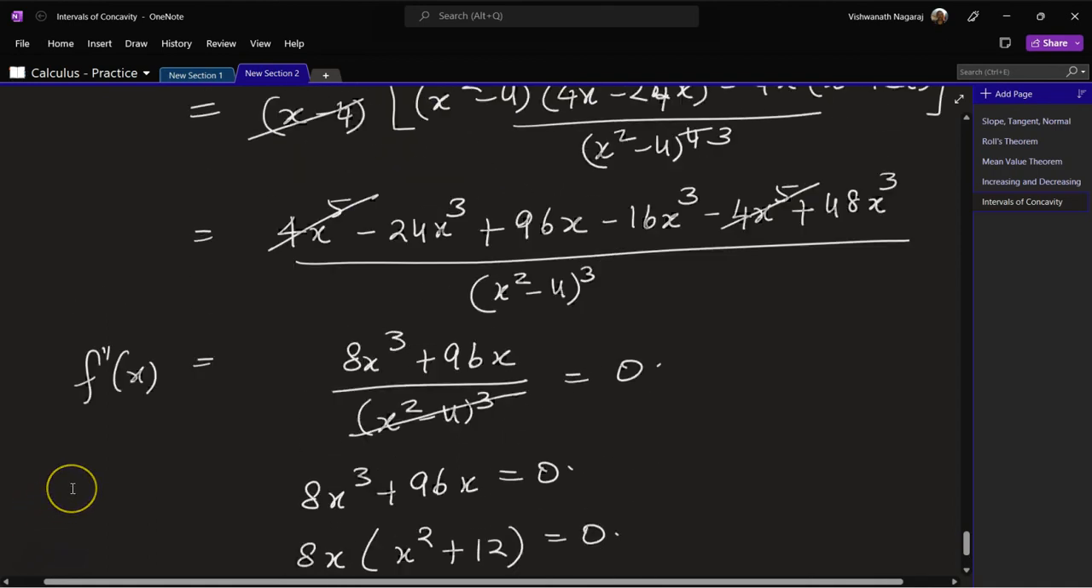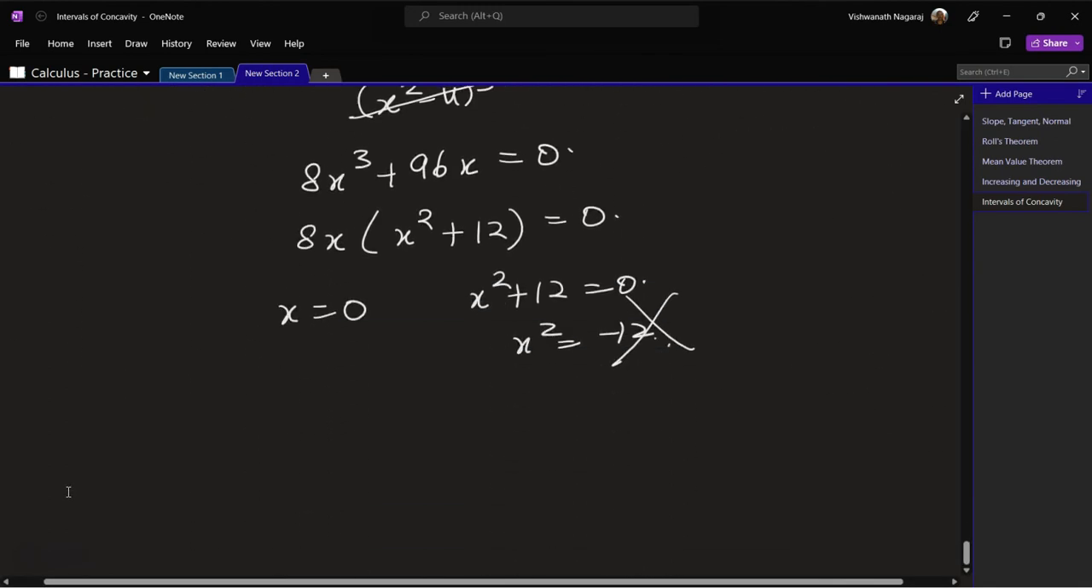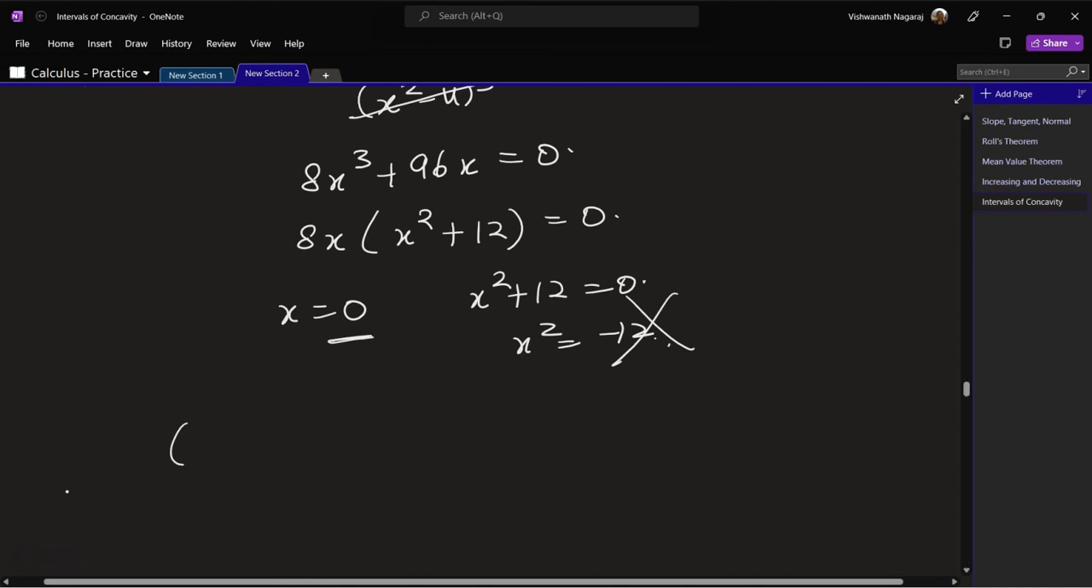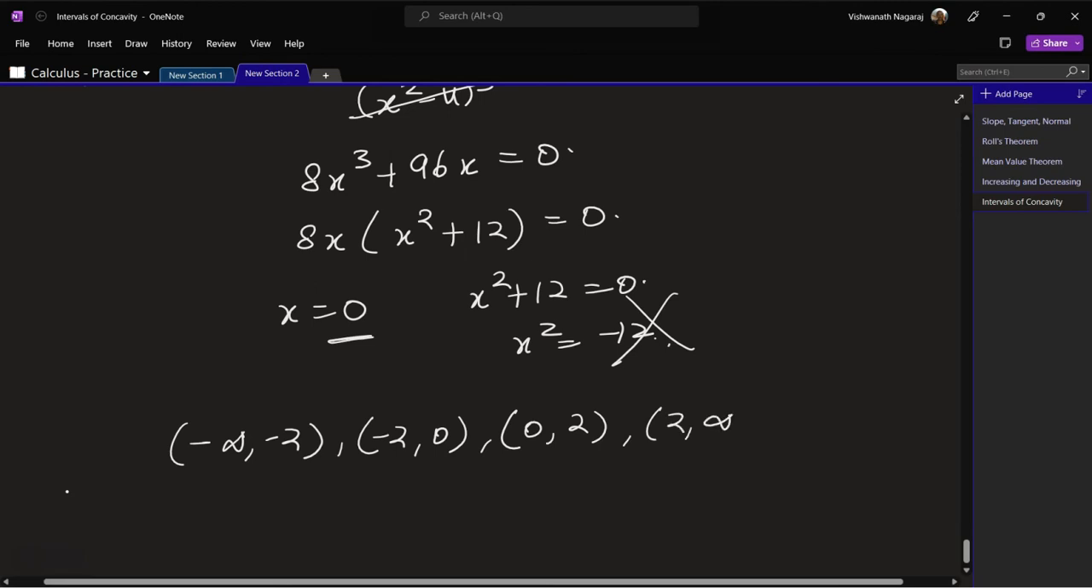So what do we have? Here if you notice, in the beginning we had arrived at this set of intervals. But now we also have one more value, x equal to 0. So that means our final list of intervals are going to be minus infinity to minus 2, minus 2 to 0, 0 to 2, and 2 to infinity.